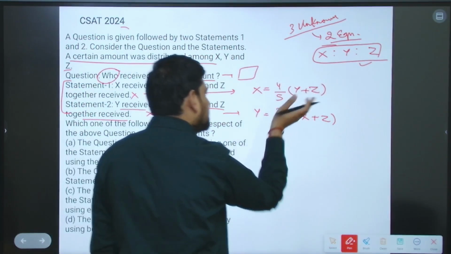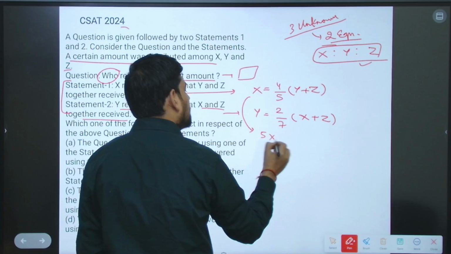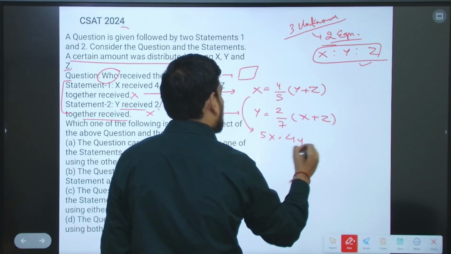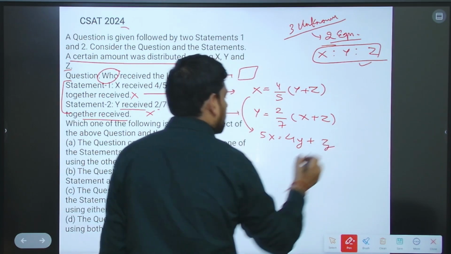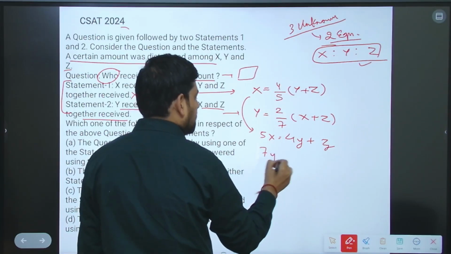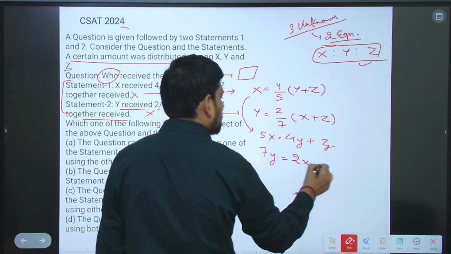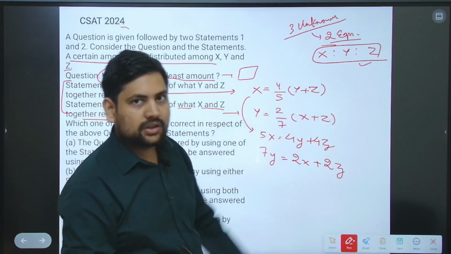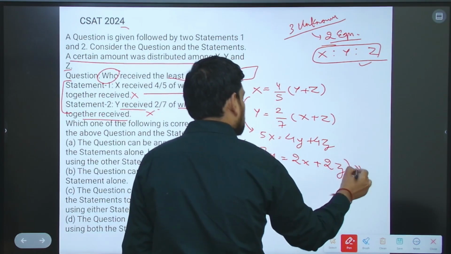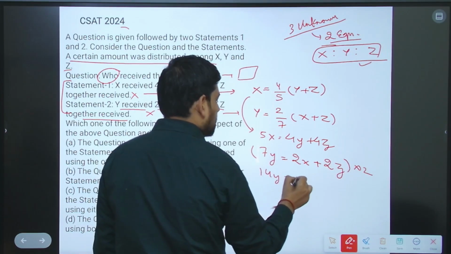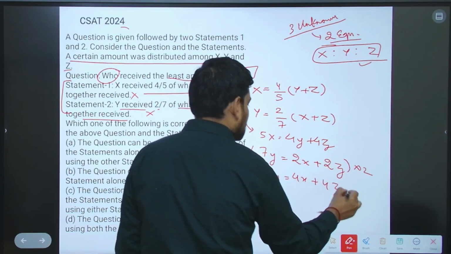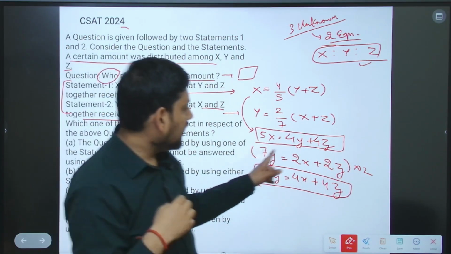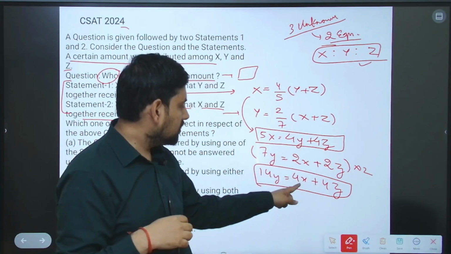So, solving is also fairly easy. You just send 5 here. So this becomes 5x is equal to 4(y plus z), and this one becomes 7y is equal to 2(x plus z). Sorry, this will be 4z. So now I multiplied this with 2 so as to get 14y is equal to 4x plus 4z. Now I have this equation and this equation: 5x is equal to 4y plus 4z, 14y is equal to 4x plus 4z.